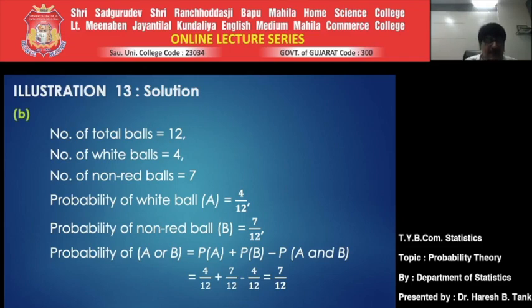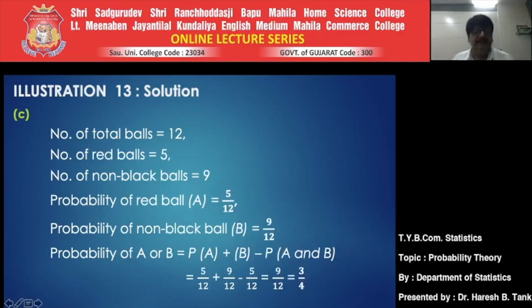When I say probability of A or B, it is nothing but probability of A plus probability of B minus probability of A and B. A and B means white ball and non-red ball. Look, the connector is AND and the common is white. Common is white means that portion is to be deducted. So 4 by 12 plus 7 by 12 minus 4 by 12. While simplifying, it comes to 7 by 12. And if you just take a numerical value, it would be simple.